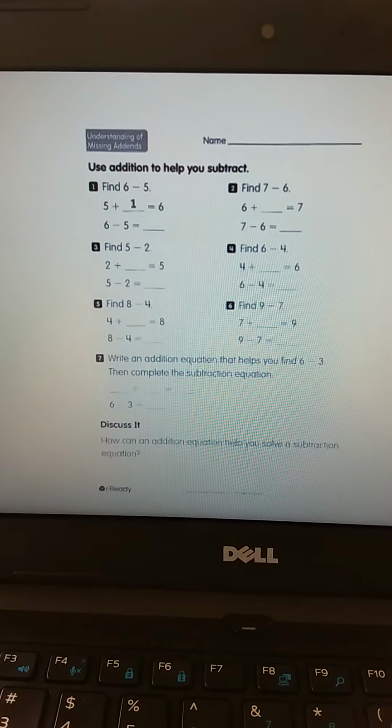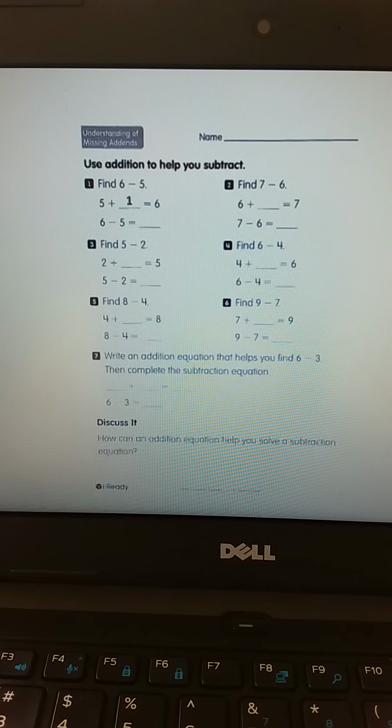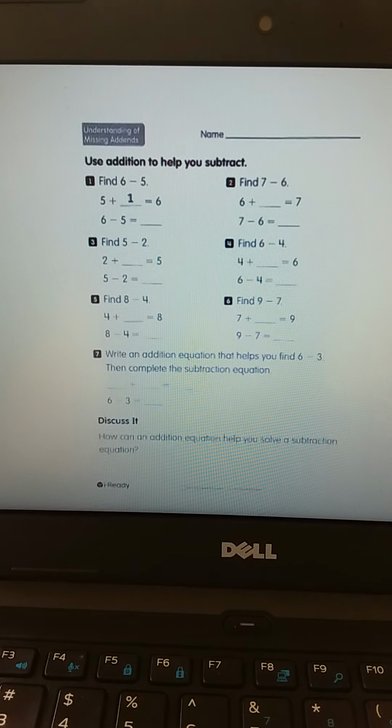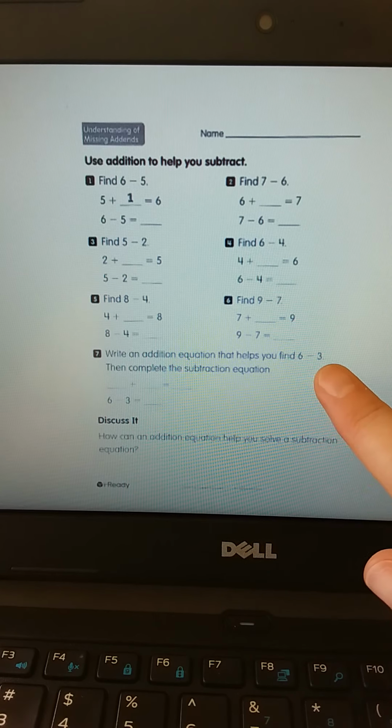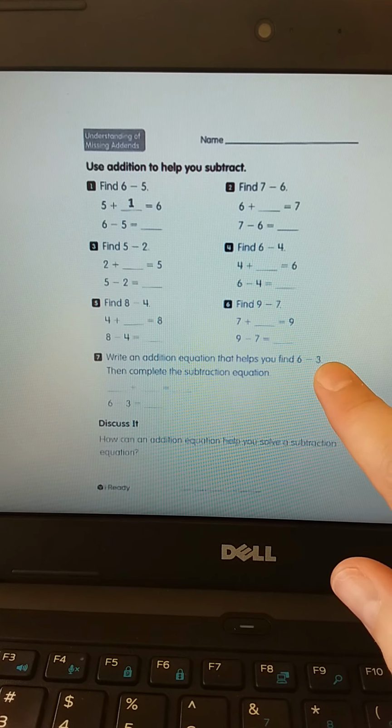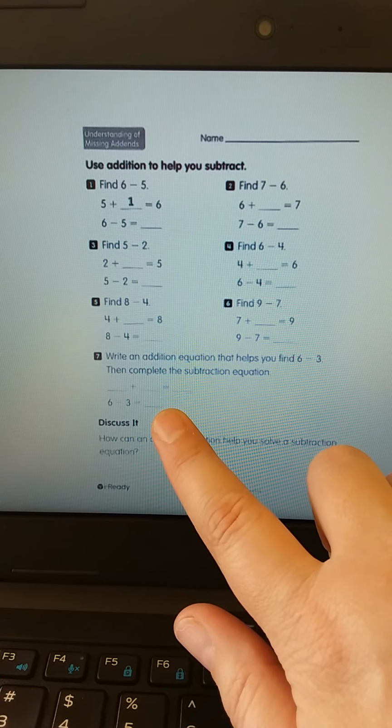And it says, write an addition equation that helps you find 6 take away 3. Then complete the subtraction equation. Again, these are related facts because your whole is going to be 6. The part that you know you're taking away is 3. And they want to know the part that is left.